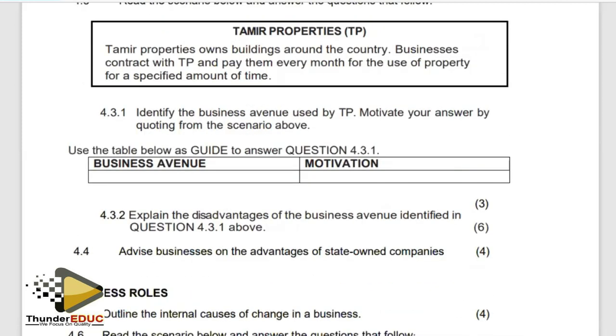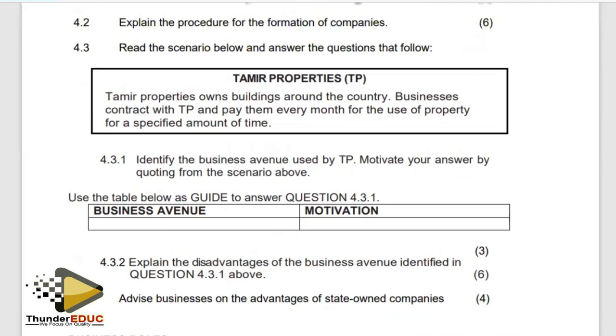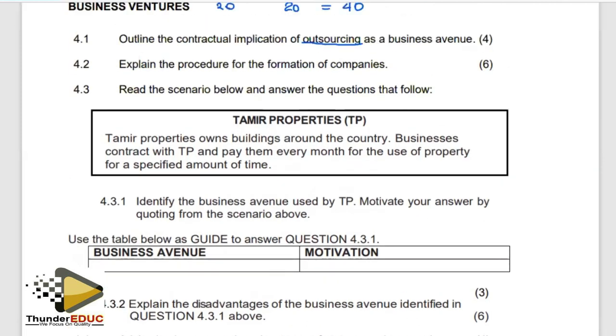Question 4.3. We are reading the scenario. Oh no, we want to look at question 4.2. The procedure for the formation of a company. The procedure. These are the steps that we should take when we are forming a company.